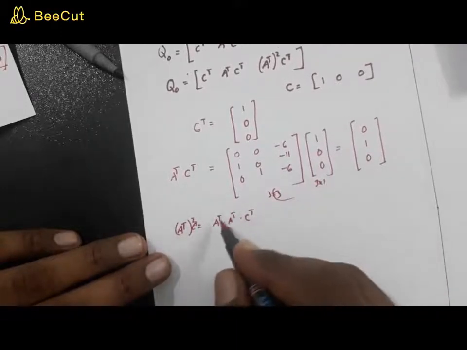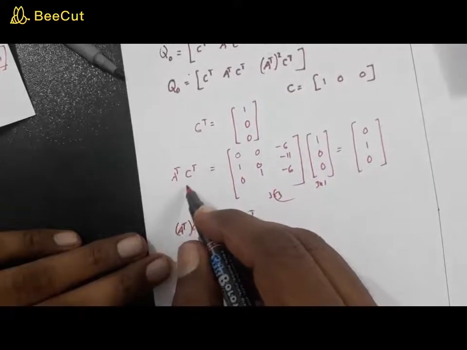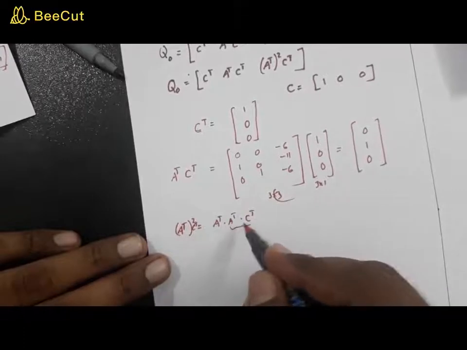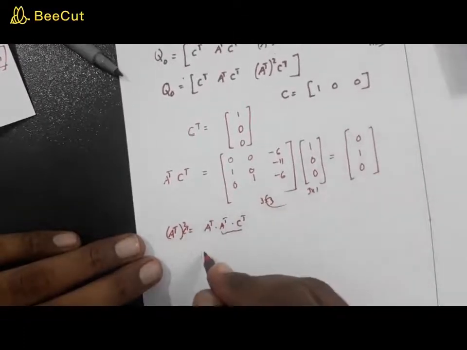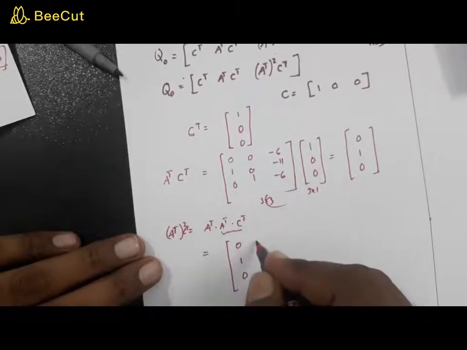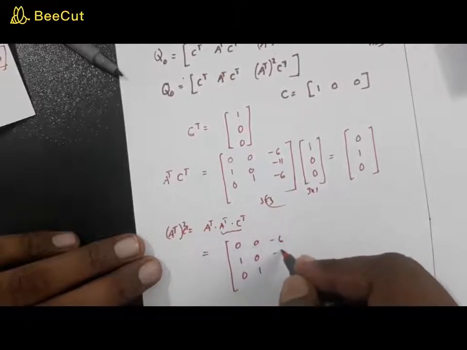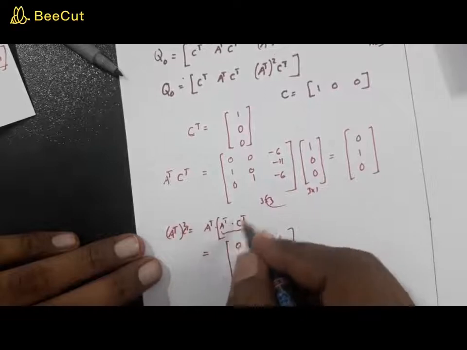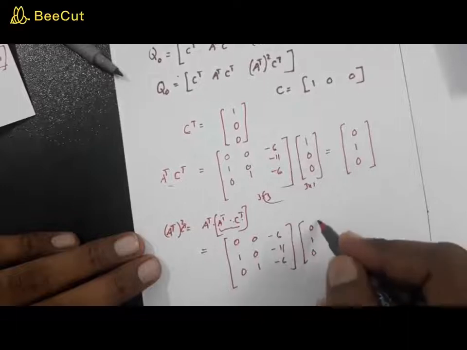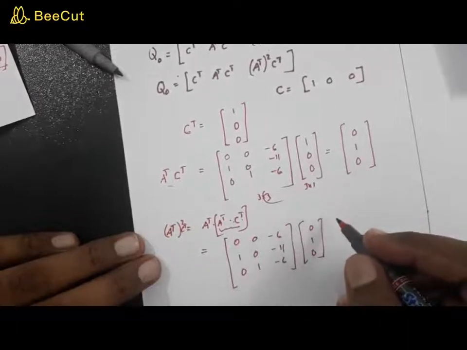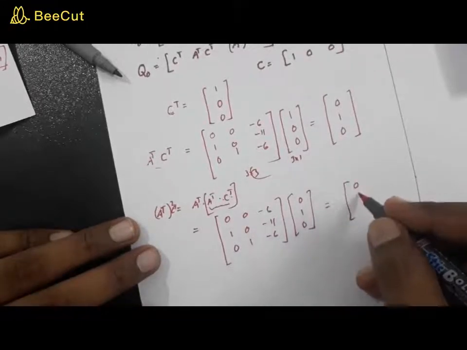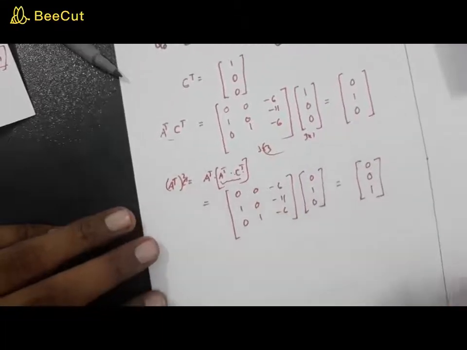Now you may just do it by yourself. You already have A transpose into C transpose is this thing. So you can have this as 0, 1, 0, 0, 0, 1, minus 6, minus 11, minus 6. This is A transpose. A transpose into A transpose C transpose, that is 0, 1, 0. So when you do that, you're going to get the answer as 0, 0, 1. So that is A transpose squared C transpose.